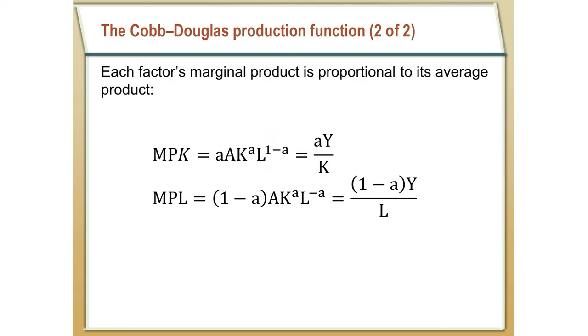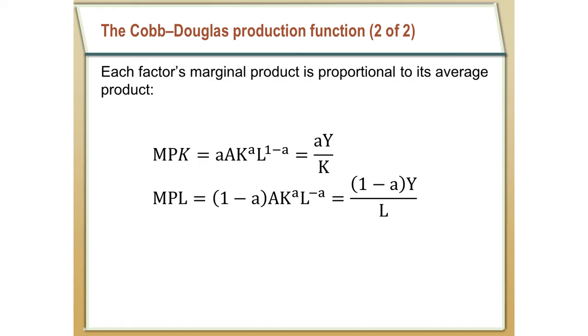With a little bit of algebra, we can simplify it down to this expression here. When it says the marginal product is proportional to its average product, so if this is our marginal product, Y divided by K is the average product, so the total output divided by K would be the average amount of output per unit of capital. Saying that it's proportional simply means we're multiplying it by some factor alpha.